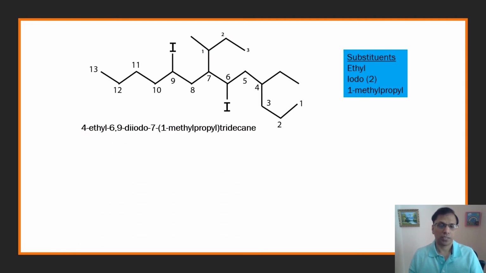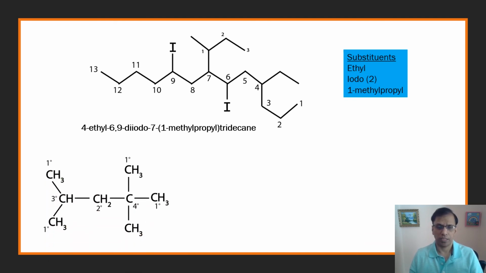So this molecule is named as 4-ethyl 6,9-diiodo. So again, it's alphabetical ordering. E comes before I, and then you have the name of the branched alkyl substituent, which is right here. So it's methyl propyl, and it's called tridecane because there are 13 carbon atoms in the parent chain.